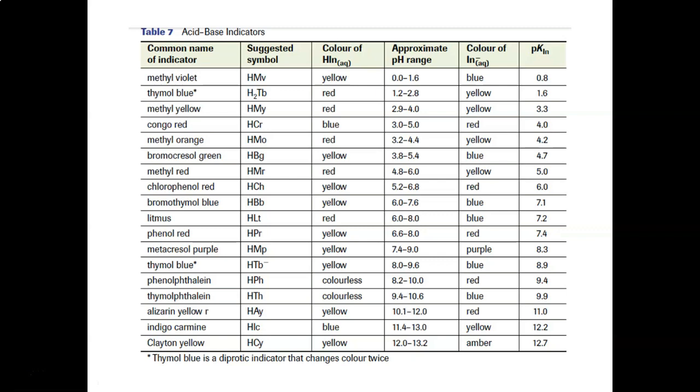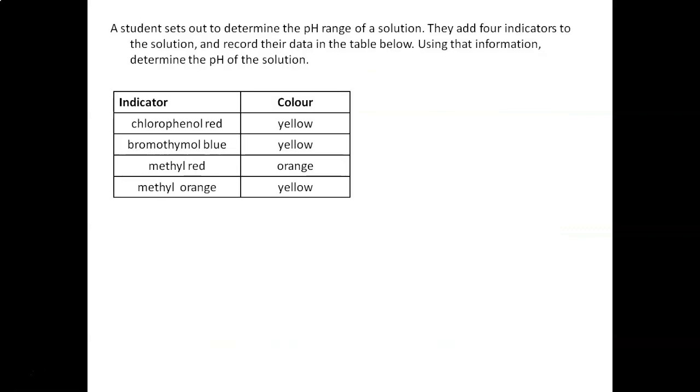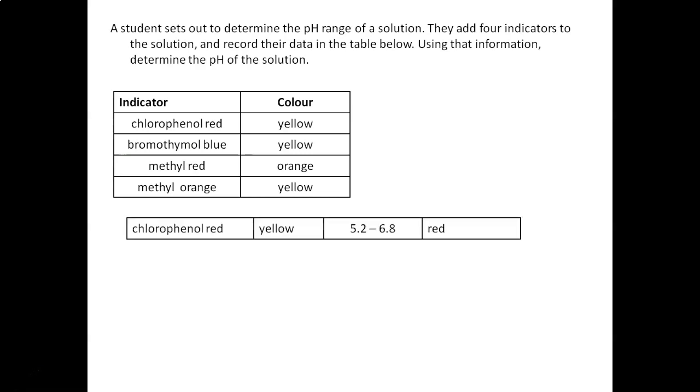Now we can use these indicators in a variety of different ways to achieve different goals. One of them is, if I had a solution whose pH I didn't know, rather than doing a titration, I could add a variety of indicators to it, and it would give me a pH range. So for example, I have a solution of unknown pH, and I've added 4 indicators to it to try and determine its pH. So if I look at my first one, chlorophenol red is yellow in a pH below 5.2, red in a pH above 6.8, but in between 5.2 and 6.8, some of it will be yellow, some of it will be red, so I'd expect it to be orange.